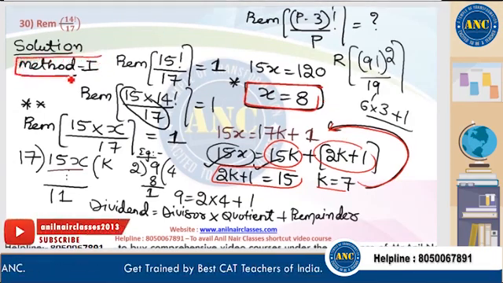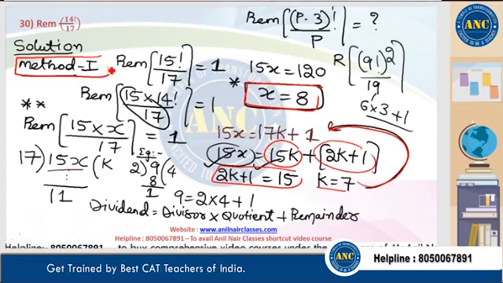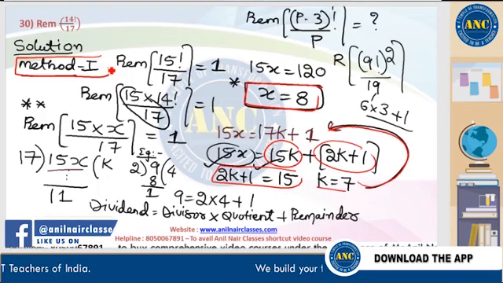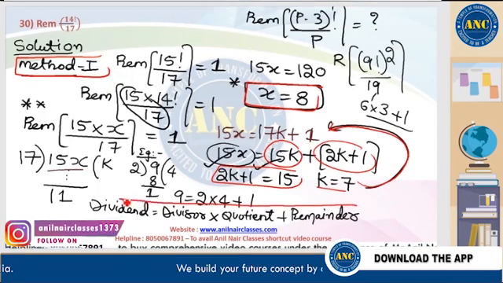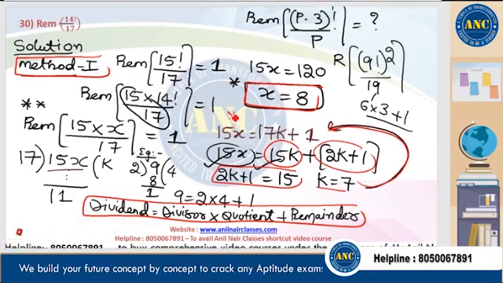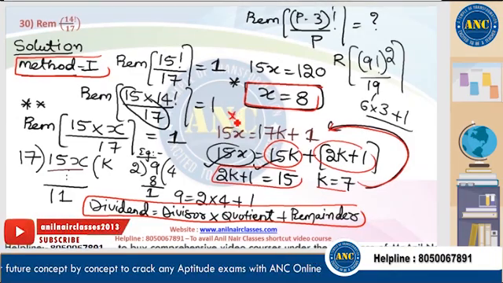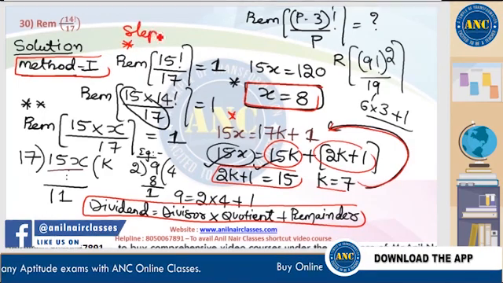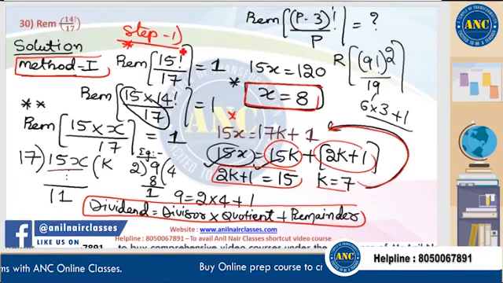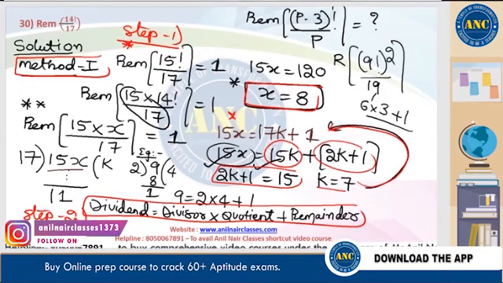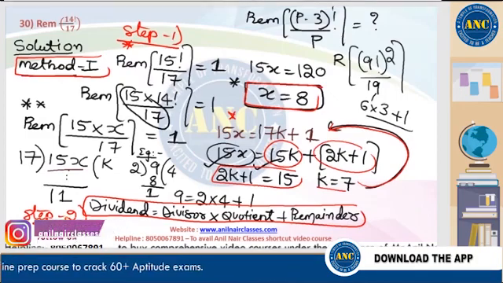This is method 1. In method 2, we will write the direct answer. I hope method 1 is clear, right? The only thing you should know here is divisor into quotient plus remainder, and how to use this identity. These two steps are important: (p minus 2) factorial divided by p gives 1, and dividend equals divisor into quotient plus remainder.